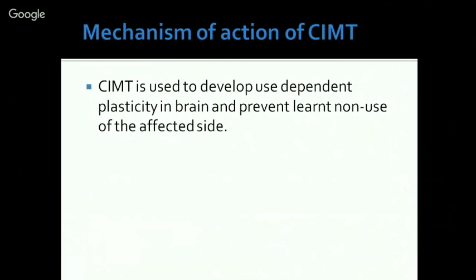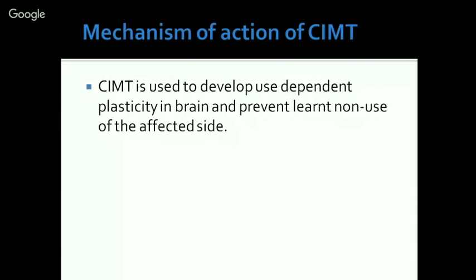CIMT works through a mechanism called use-dependent plasticity in the brain and is mainly targeted at preventing learned non-use of the affected side. What is use-dependent plasticity? As we use the affected side more and more, the brain starts undergoing changes, and these changes are in fact learned, and the person is encouraged to prevent the non-use of the affected side.